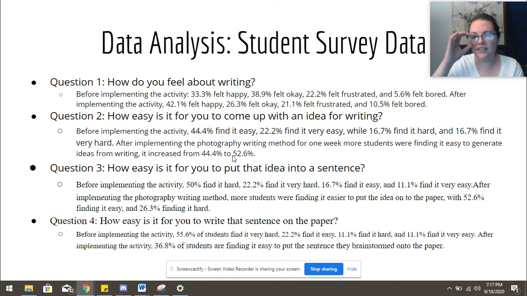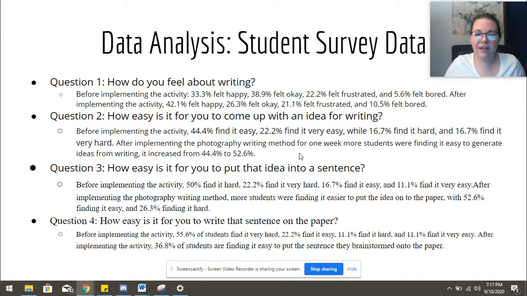Question 2, how easy is it for you to come up with an idea for writing? Before implementing, 44.4% found it easy, 22.2% found it very easy, 16.7% found it hard, and 16.7% found it very hard. So the majority are thinking it's easy to very easy.